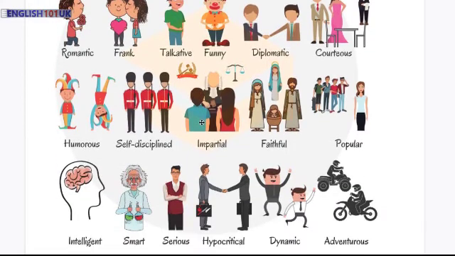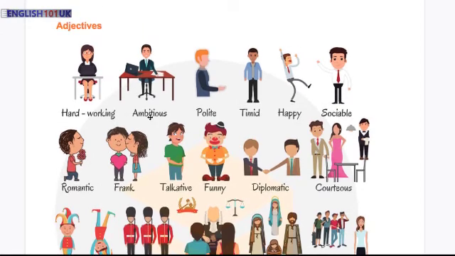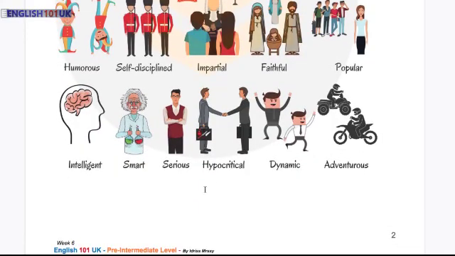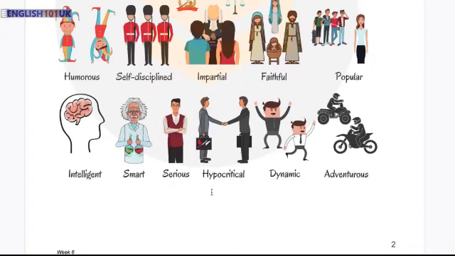For example, here we have hardworking and ambitious, polite, being polite, timed, being on time, happy, the opposite of unhappy, sociable, being socialized, and romantic, frank, talkative, talk a lot, funny, diplomatic, courteous, and humorous, self-disciplined, impartial, faithful, popular, intelligent, smart, serious, practical, dynamic, adventurous.